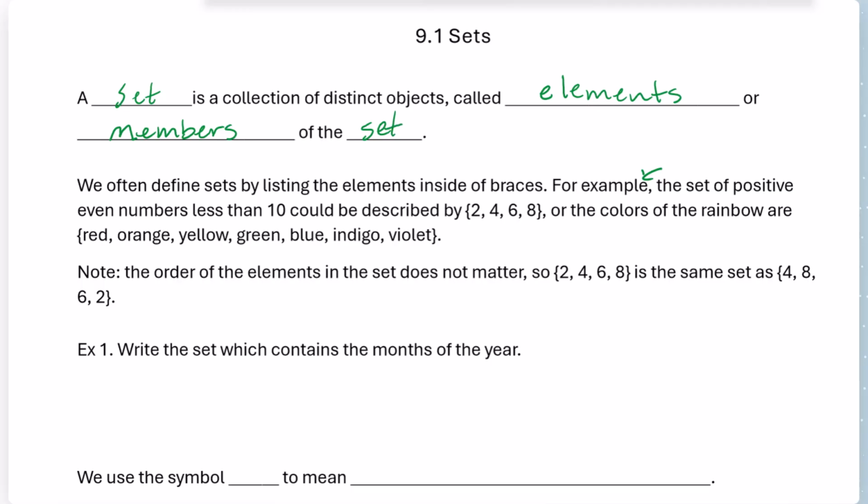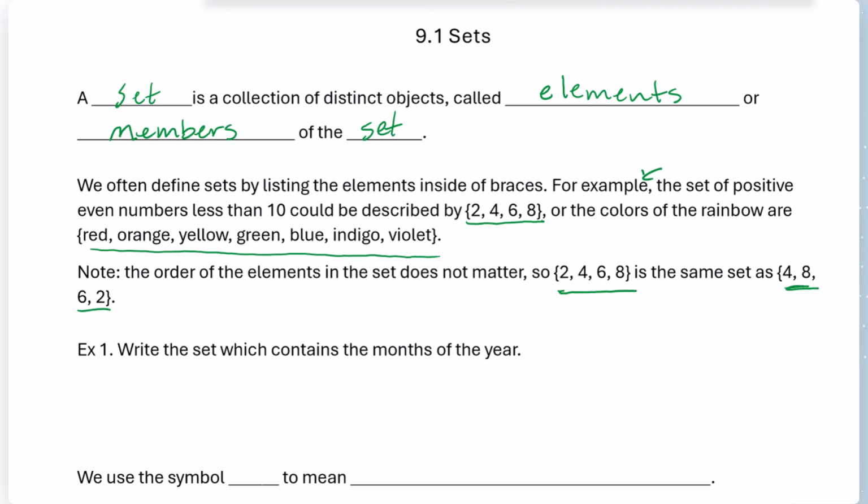For example, the set of positive even numbers less than 10 could be described with the given set here, {2, 4, 6, 8} in the brackets. Or the colors of the rainbow are given here: red, orange, yellow, green, blue, indigo, and violet are examples of sets. Note that the order of the elements in the set does not matter. So, in other words, we usually would prefer to write the set as {2, 4, 6, 8}, but we could have it as {4, 8, 6, 2} in a different order. But as long as the elements are the same, we would consider it to be the same set.